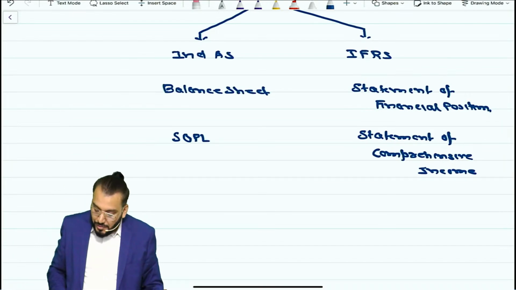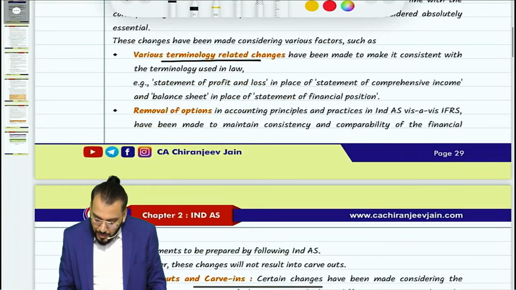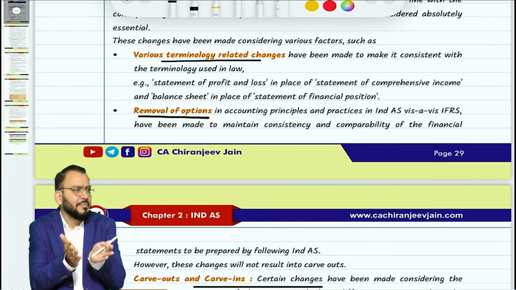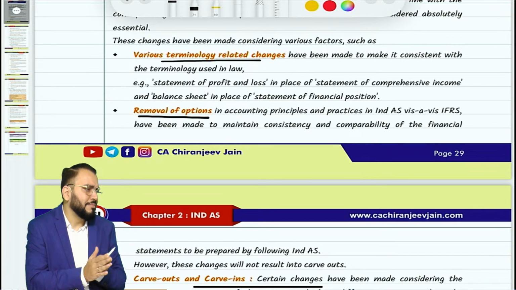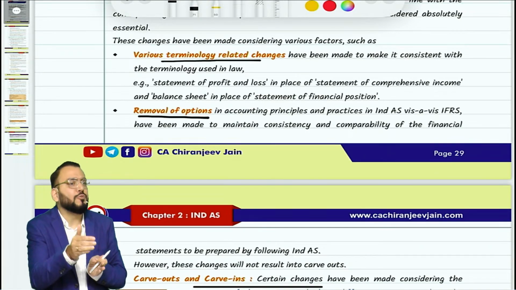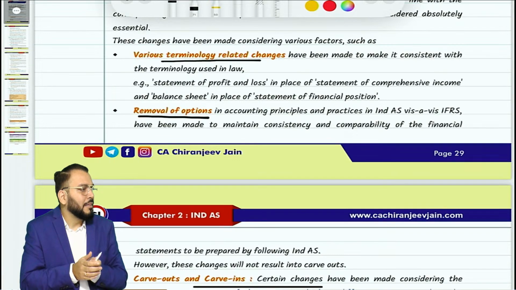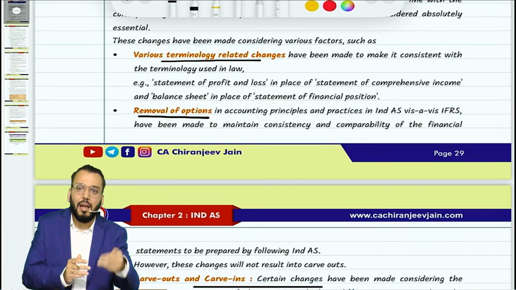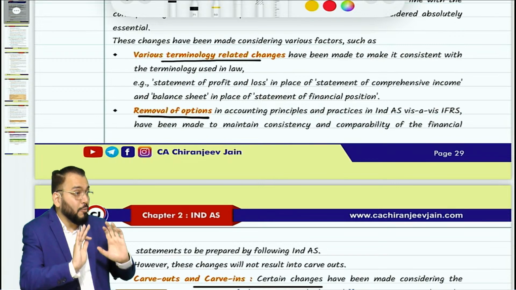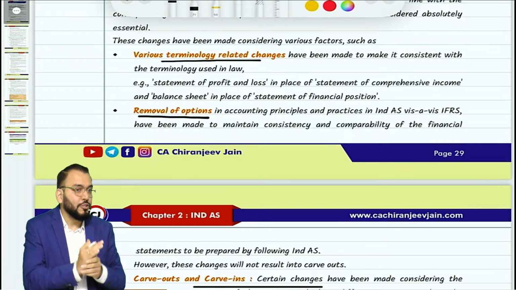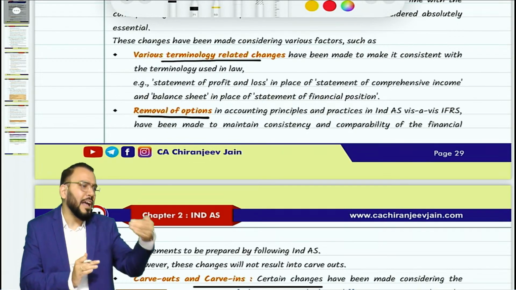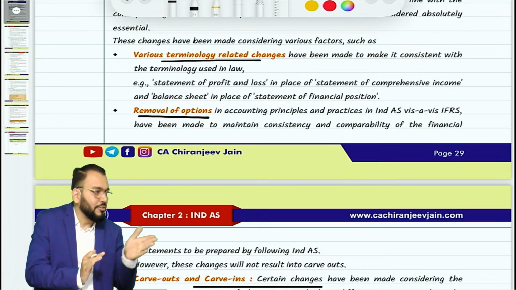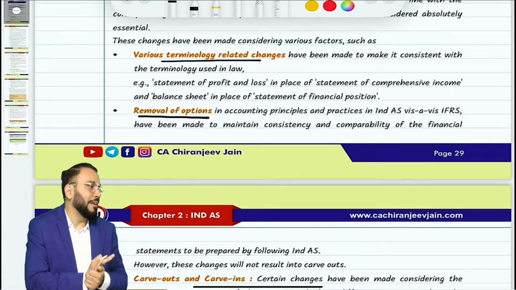The second difference is related to removal of options. Now, IFRS is not so rigid. It means IFRS has given many options for accounting treatment. Are you getting what I am saying? Suppose they had not given options, can I say it becomes rigid? We need to apply that accounting treatment only. Now, if you want to make one standard which is globally accepted, it should be a little flexible. Because of that reason, IFRS has given many options, or I will say they have given two options for one accounting treatment. Either you use this or that, as per your requirement.